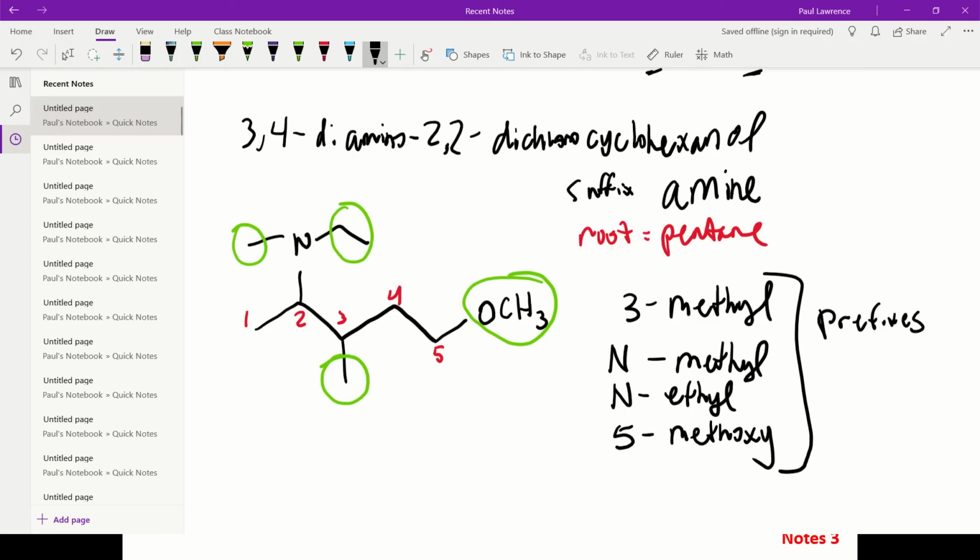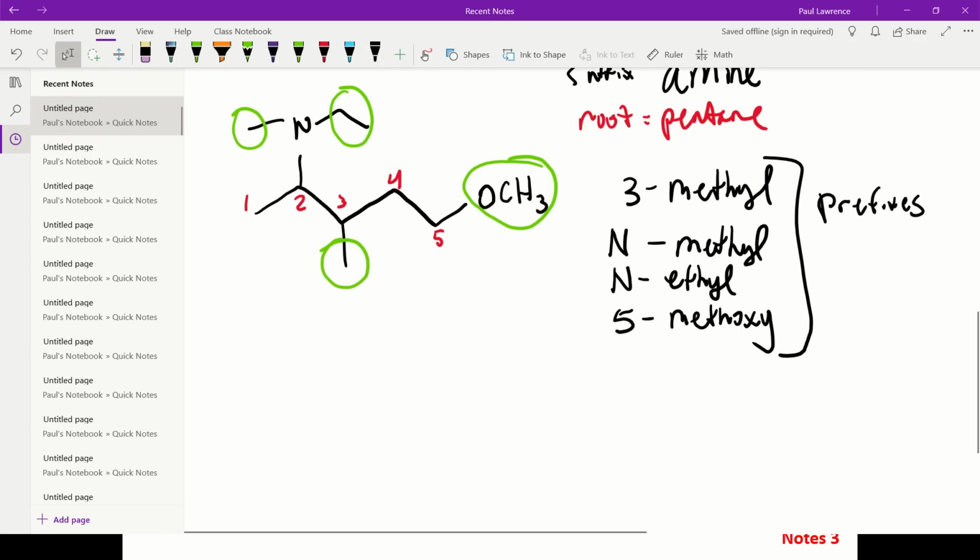Now we just put all the pieces together. So prefixes go first, but they need to be alphabetical, right? So we can clearly see the winner or the first one for sure has to be the N-ethyl, because E comes before M's, right? So we just write it down. N-ethyl.